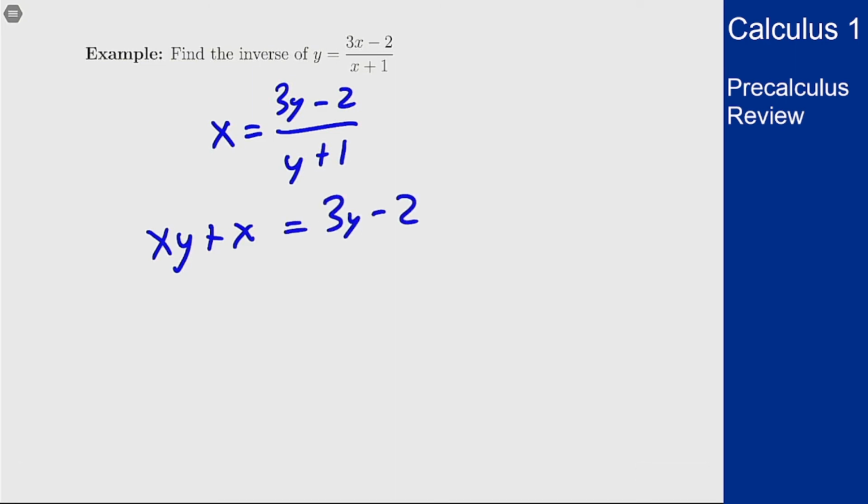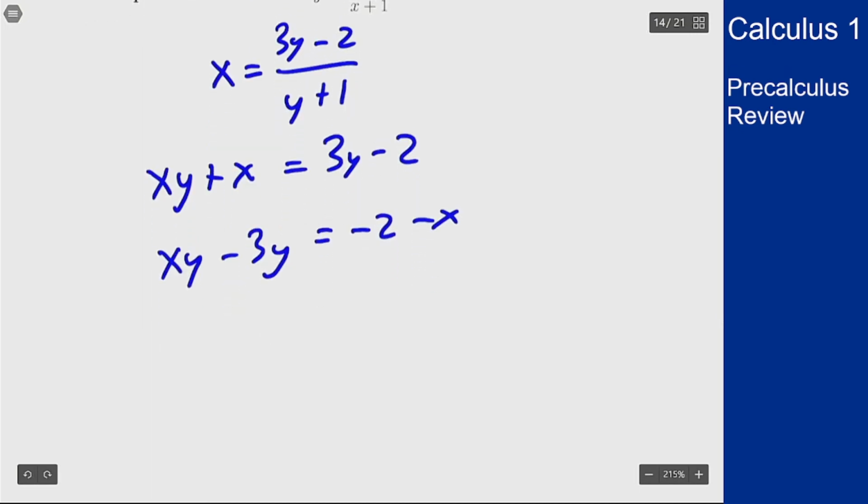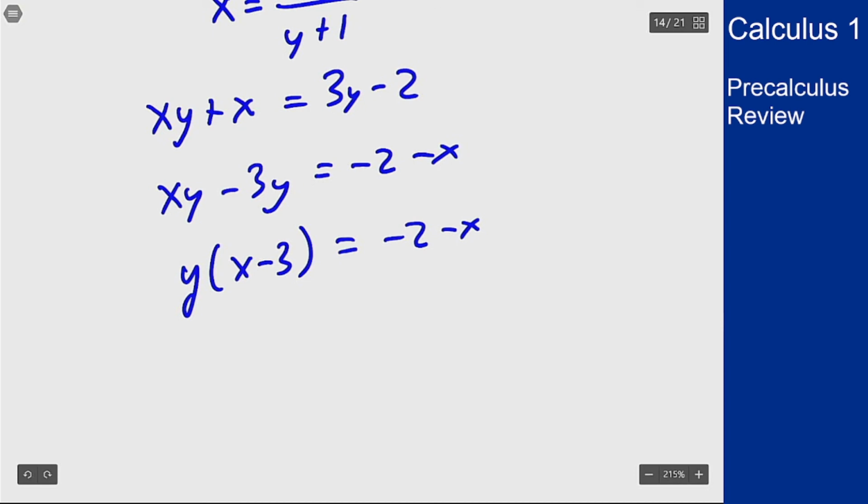I'm going to solve for y. Let's put all the terms with y on one side and the x is on the other. So I will get xy minus 3y equals negative 2 minus x. I can factor out a y here. y times (x minus 3) equals minus 2 minus x, and then divide by x minus 3.